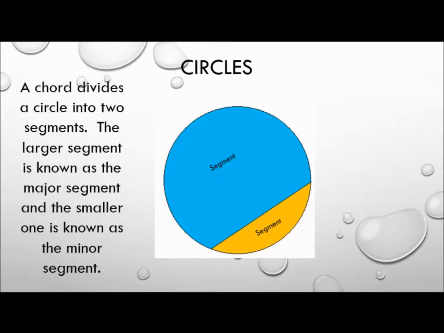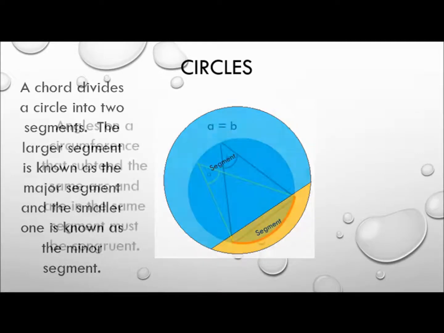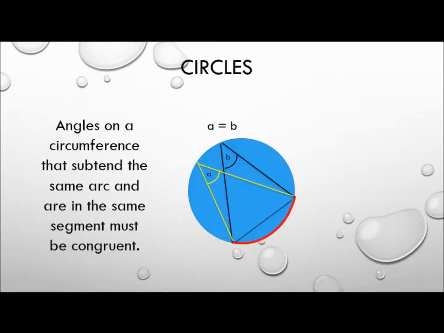A chord divides a circle into two segments. The larger segment is known as the major segment and the smaller one is known as the minor segment. Angles on a circumference that subtend the same arc and are in the same segment must be congruent.